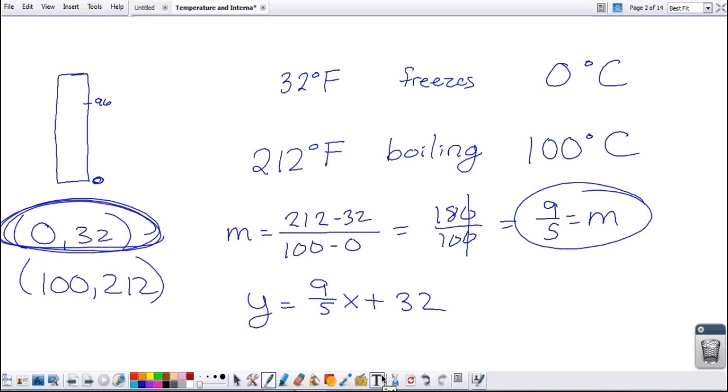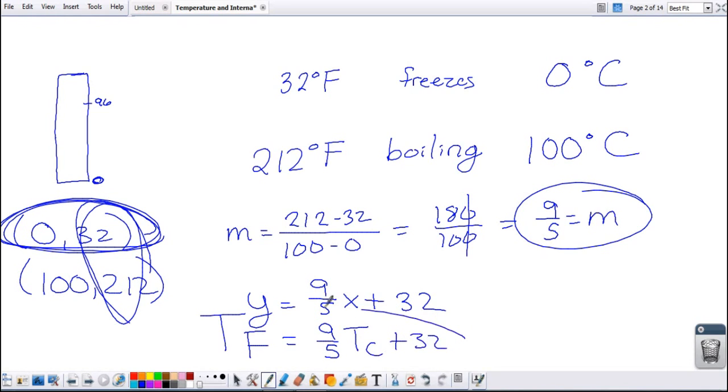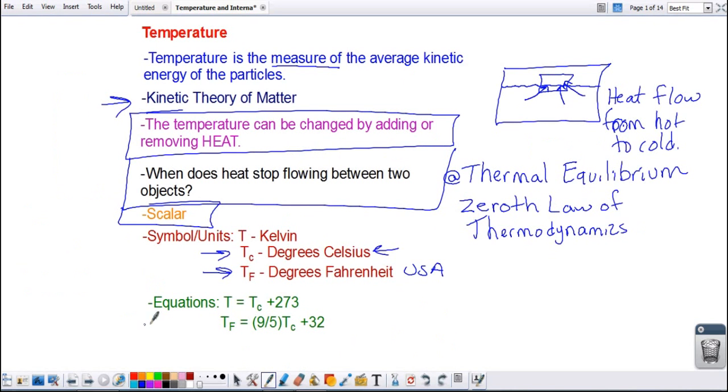And now we just need to decide, well, the y-axis, that was the Fahrenheit. So Fahrenheit, temperature in Fahrenheit, is equal to 9/5 times the temperature in Celsius, plus 32. And if we look back, that is our equation that we will use, okay?